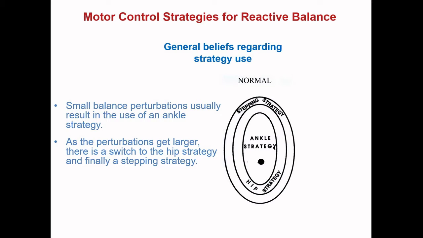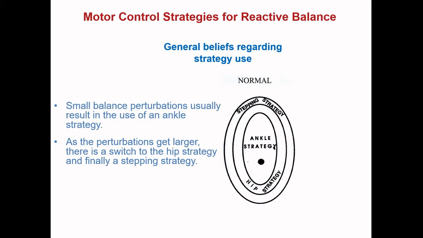It has an initially stable location well within the base of support. We see that the ankle strategy is given an area. Small unexpected perturbations will shift the location of the center of mass. As long as these perturbations do not take the center of mass outside of the ankle strategy region, then an ankle strategy will be an adequate choice for maintaining balance. As perturbations get larger and larger, we see that the hip strategy will be needed, and eventually a stepping strategy will be needed.